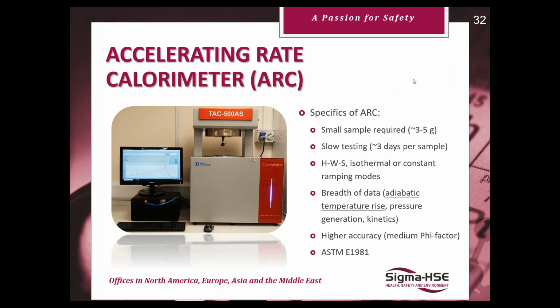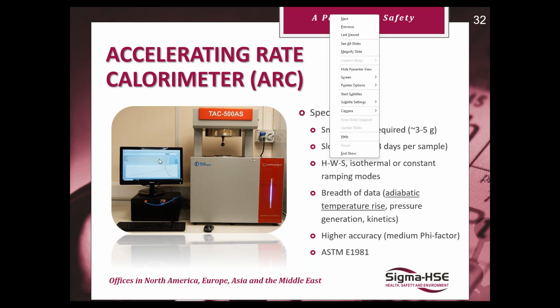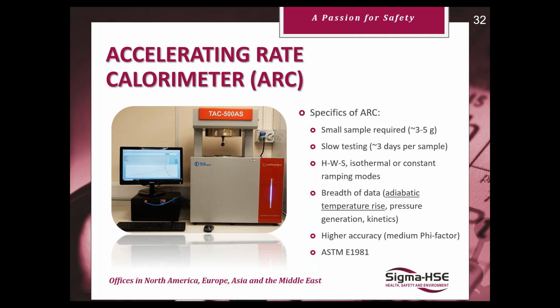Moving on to some of our adiabatic techniques now. So we've got the accelerating rate calorimeter, the ARC. This is still quite a small sample size required, so 3 to 5 grams. Again, the higher sample amount we can put in, the lower the phi factor will be. But again, this isn't always possible depending on what the client has available.